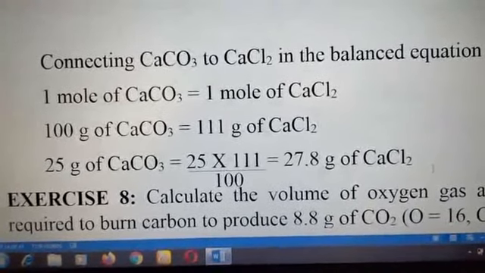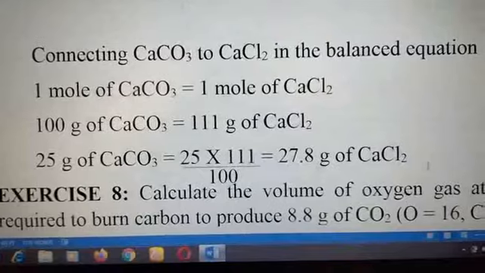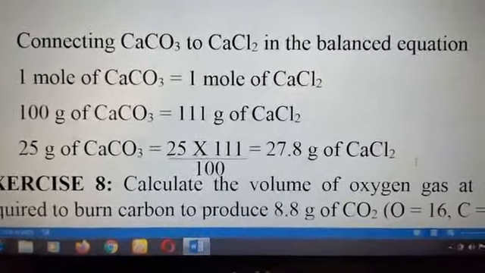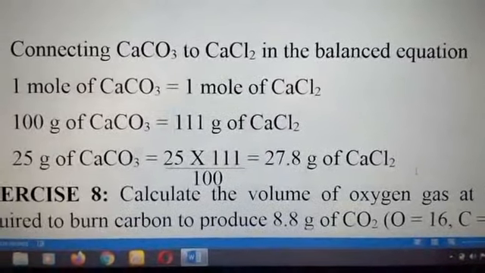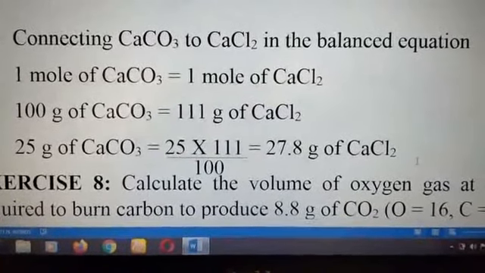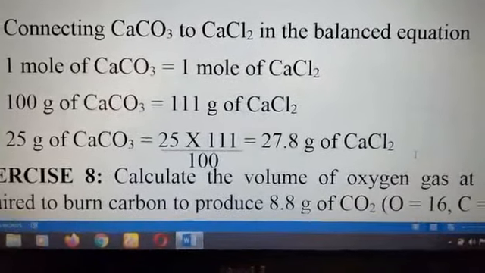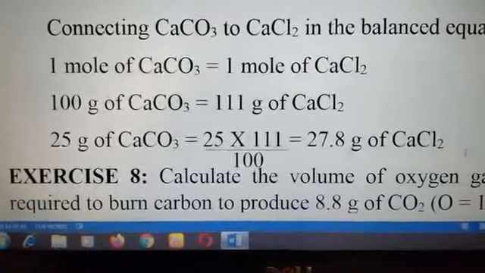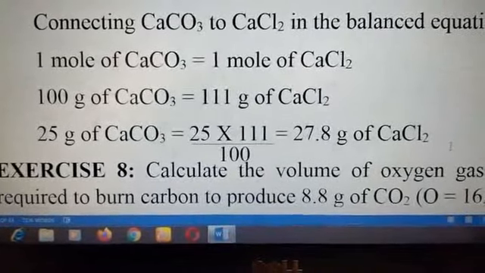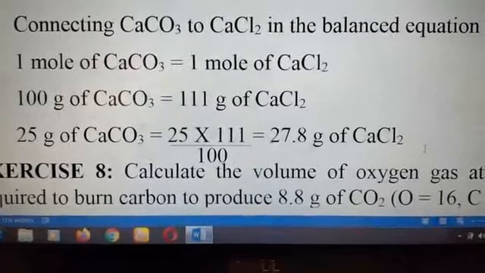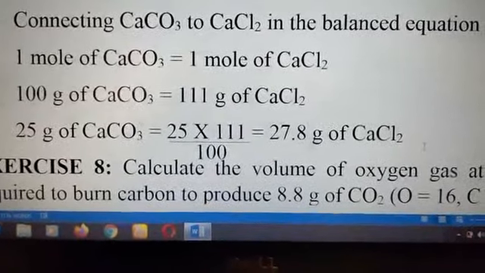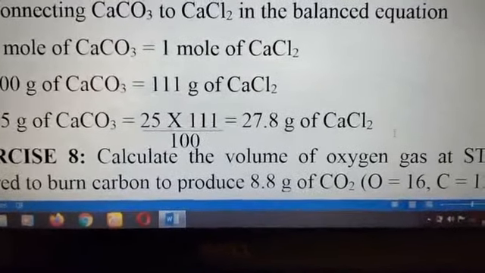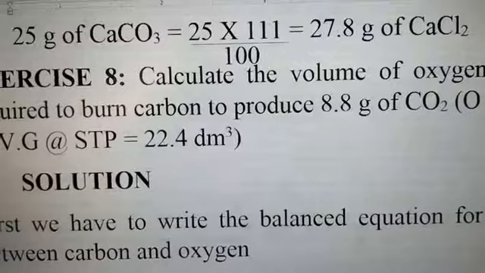And then a mole is equal to the molar mass. So 1 mole of calcium carbonate is equal to 100 grams of calcium carbonate, the molar mass. And 1 mole of calcium chloride is also equal to 111 gram. That's the molar mass. So now say 100 grams of calcium carbonate is equal to 111 gram of calcium chloride. Therefore, 25 grams of calcium carbonate, which is the mass given in the equation, will now produce 25 times 111 over 100 by proportion. We'll have 27.8 grams of calcium chloride produced.